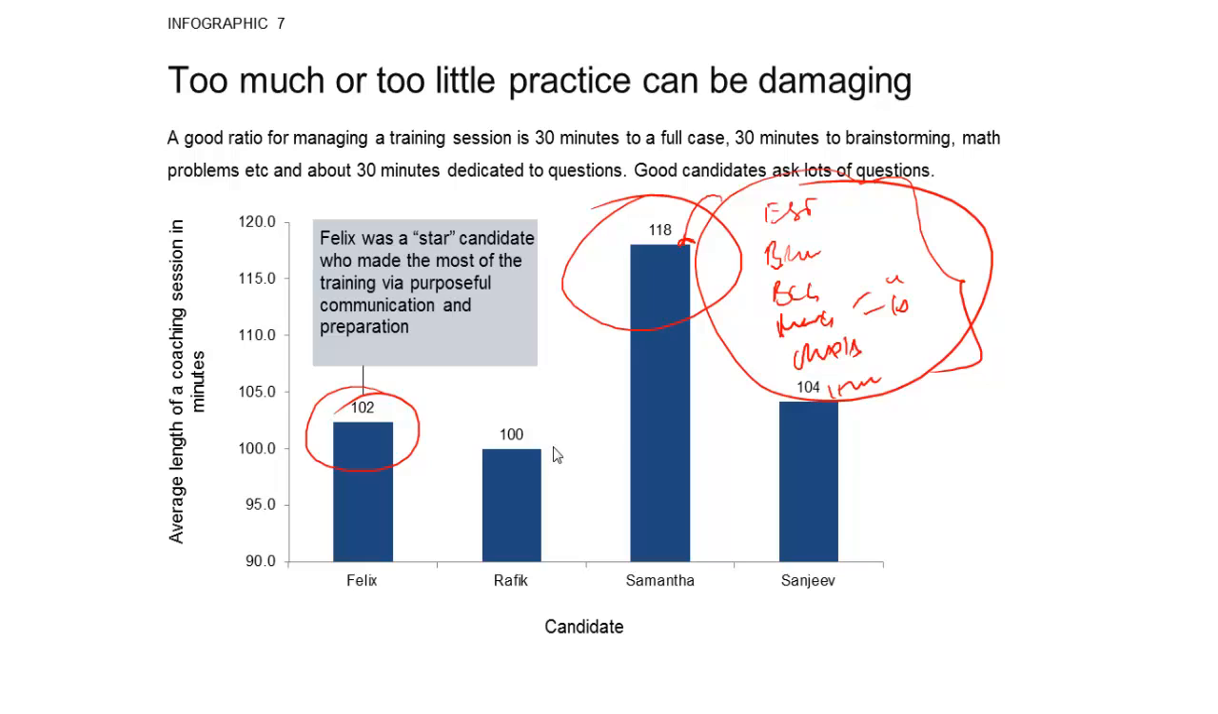Rafik was a similar problem, but a little bit different in the sense that the candidate was many times unprepared for a session, so we had to have a shorter session with him. I think Felix was ideal. I always tell people that you want to spend 30, 30, 30. 30 minutes to a full case, 30 minutes to brainstorming fundamentals. Never, ever ignore fundamentals. And then 30 minutes to dedicated questions. Candidates who ask lots of questions are always the best candidates.